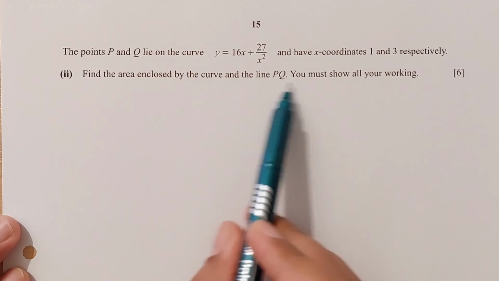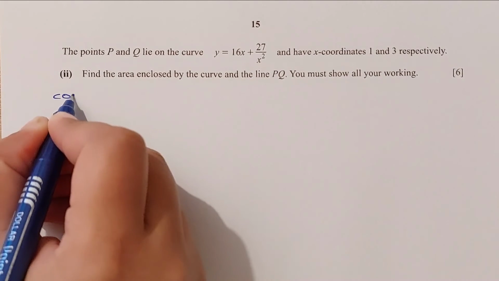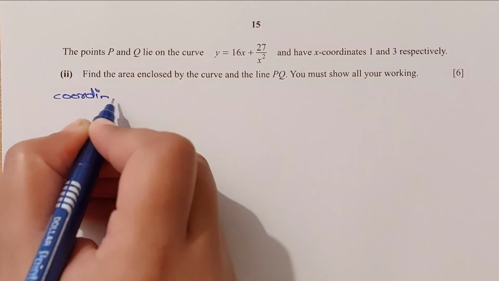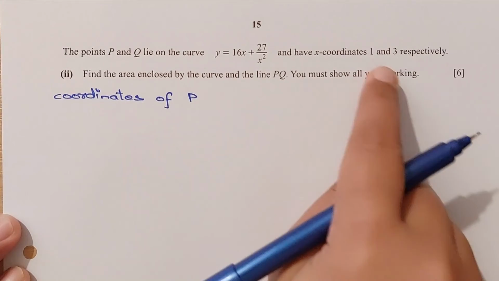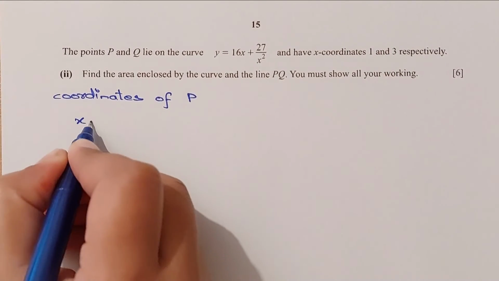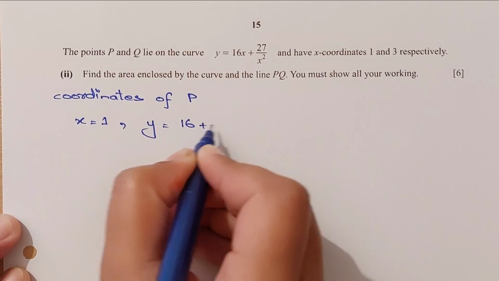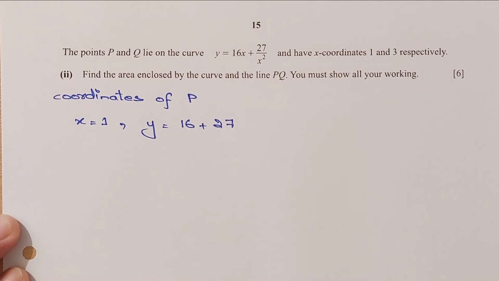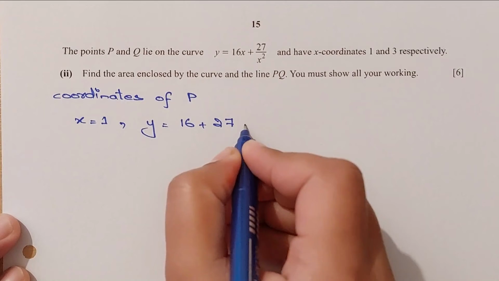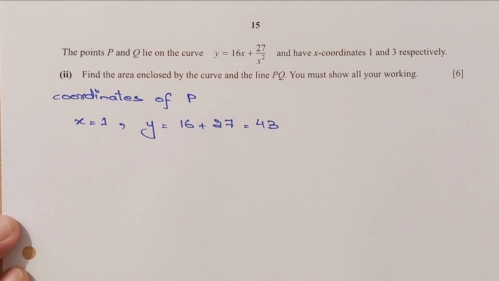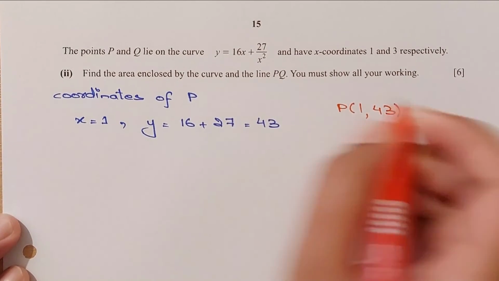So first let me find the coordinates of points P and Q. Let me do the coordinates of P first. For P the x coordinate is 1. X is equal to 1, y is equal to 16 plus 27. That is 43. So the coordinates of P are 1 and 43.